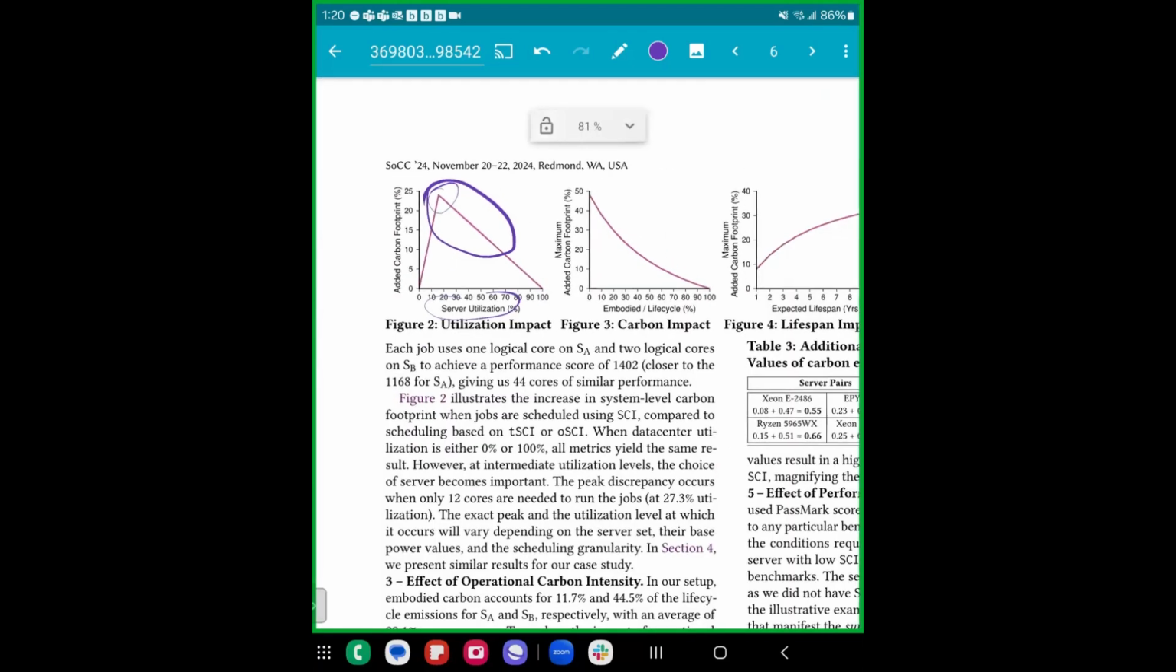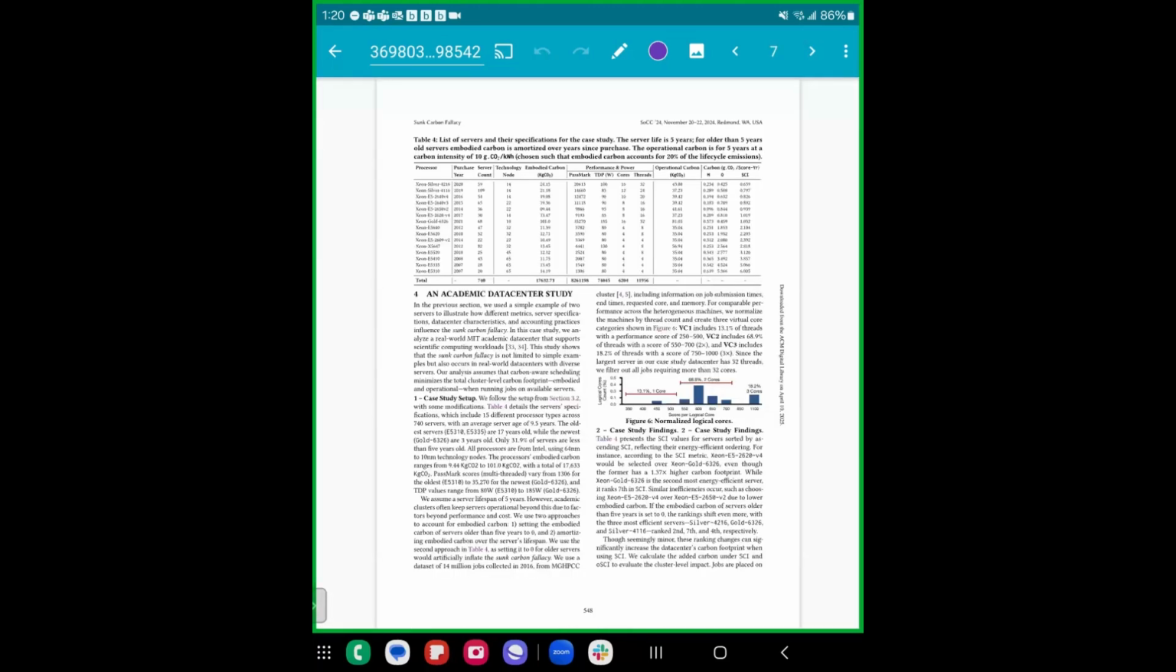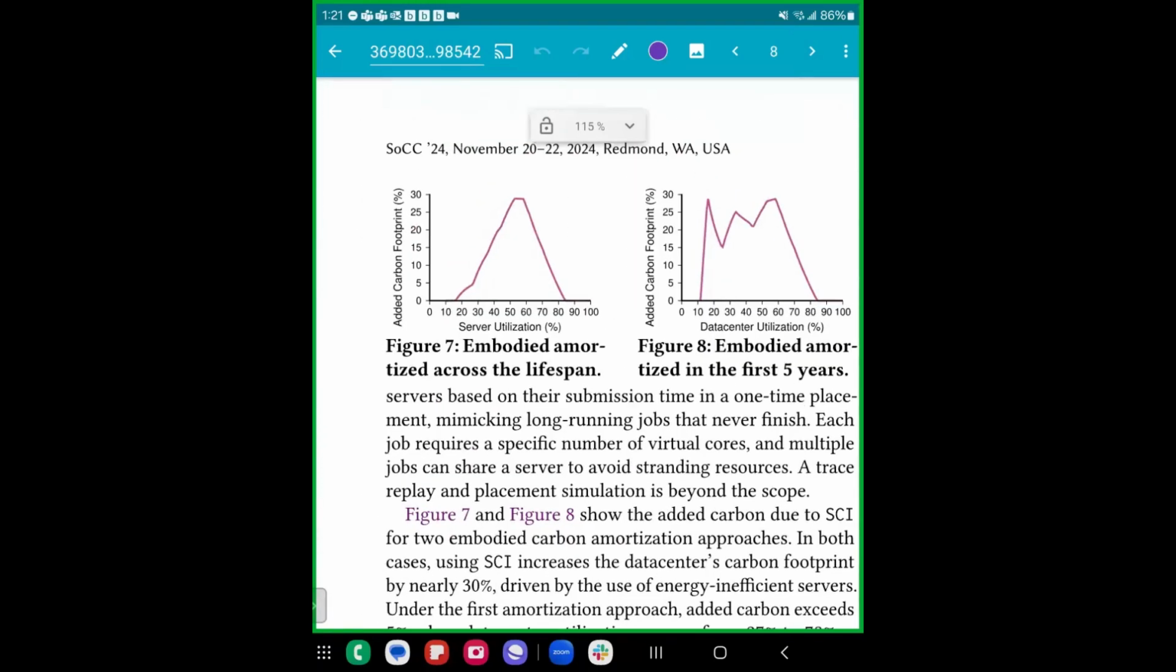Yeah, so they have this graph, they have a few other figures, and they have a very similar situation, a similar graph from a real data center that they had. It's an academic data center. It's a small data center. We're not talking about cloud, but a very similar graph shows up to 30% worse carbon footprint if you use that SCI metric as opposed to just sticking to operational carbon.